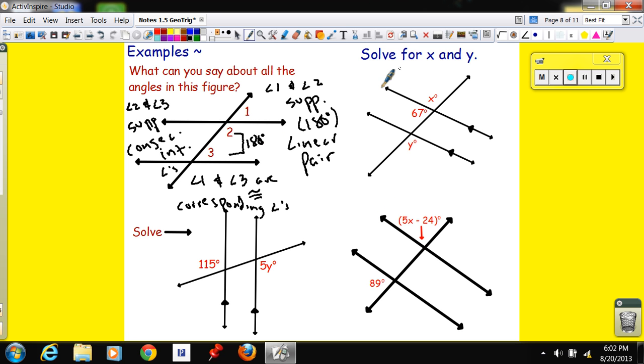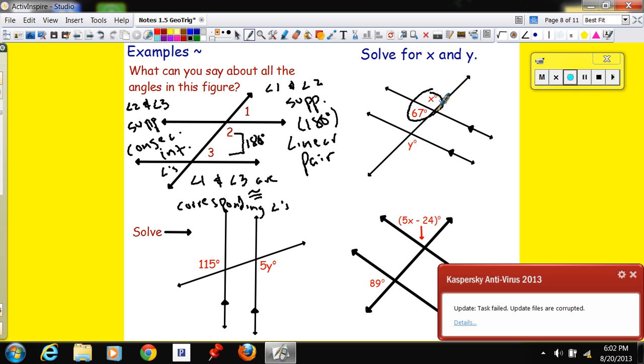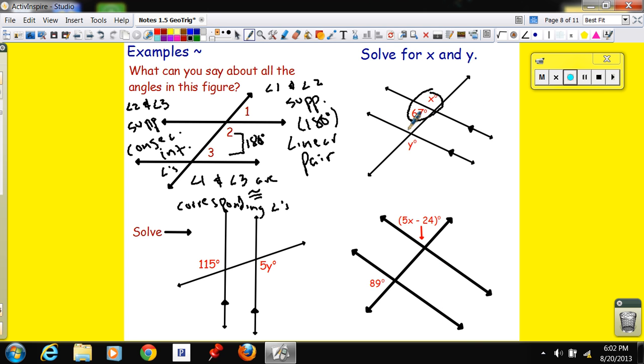All right, next example, it just says solve for x and y. So these two together are a linear pair. We just talked about 1 and 2 being a linear pair adding up to 180 right here. So, 67 plus something has to add up to 180. So you're basically just going to do 180 minus 67. You're going to get 113 degrees for x.